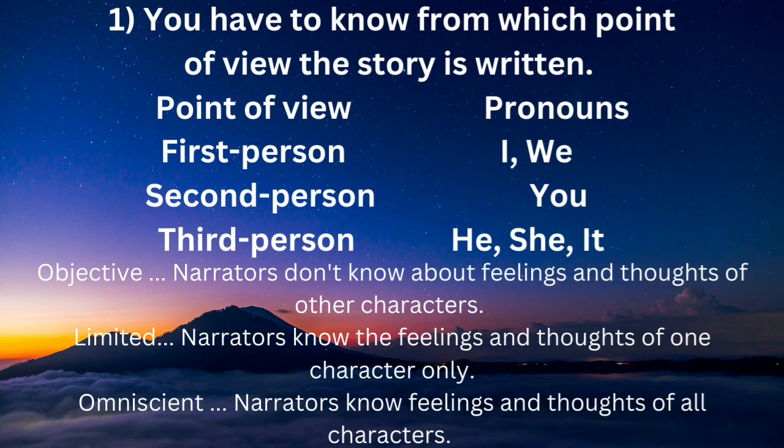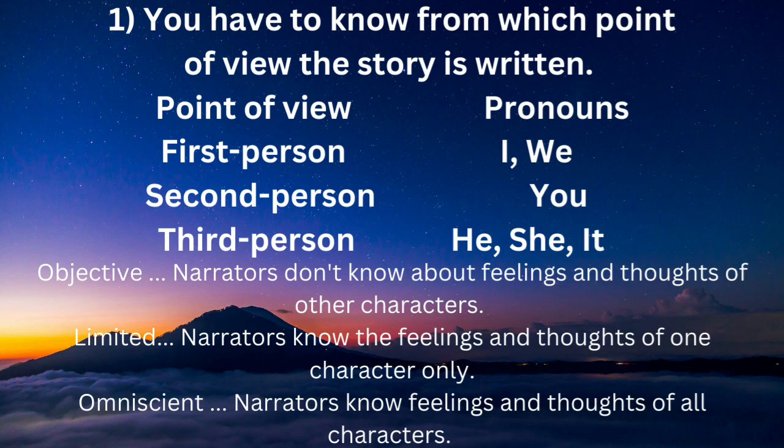Second person, pronouns like you, and this is usually very rare. Third person, I will find pronouns like he, she, it. And the third person has three types: objective, limited, omniscient. Let's start with the objective. Narrators do not know about the feelings and thoughts of other characters. They just know their actions and that's it. Limited, narrators know the feelings and thoughts of only one character. Omniscient, narrators know feelings and thoughts of all characters.